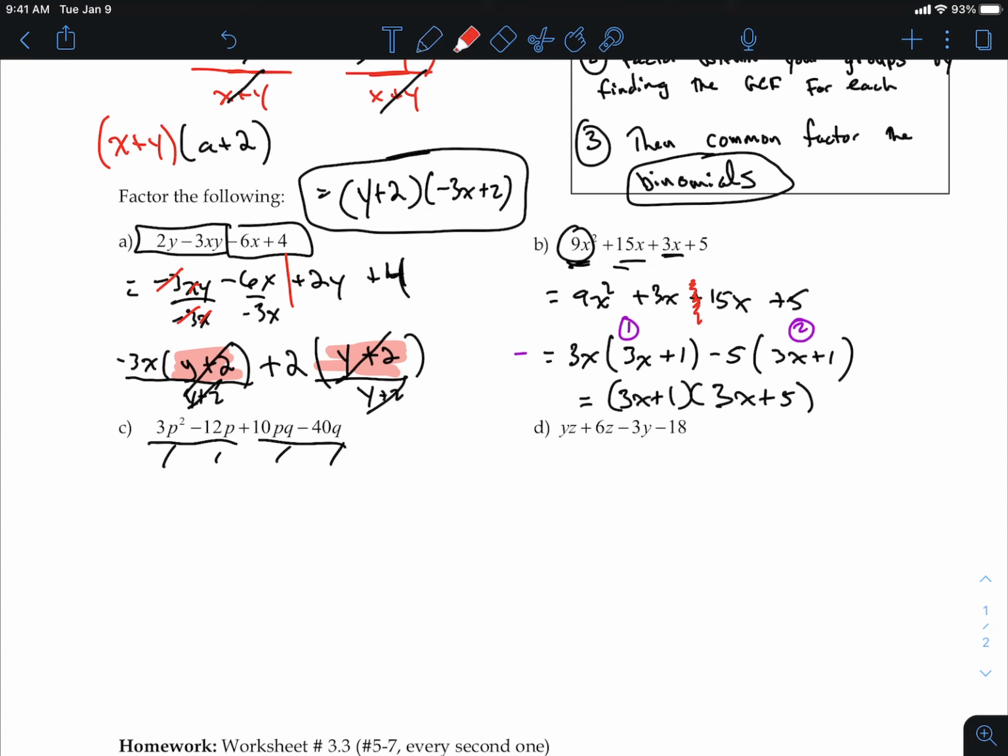So, let's just break it down the middle right from the get-go. What do we got? We got 3P squared and 12P. So, trying to find the greatest common factor, which in this case is going to be 3P. What's left after I take that out? You get P minus 4.